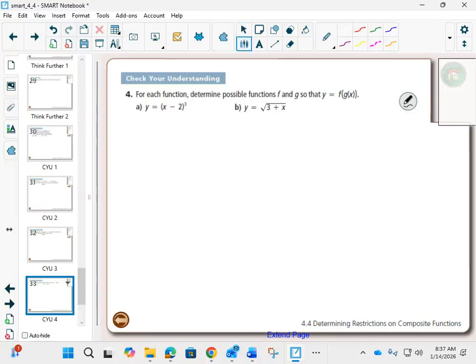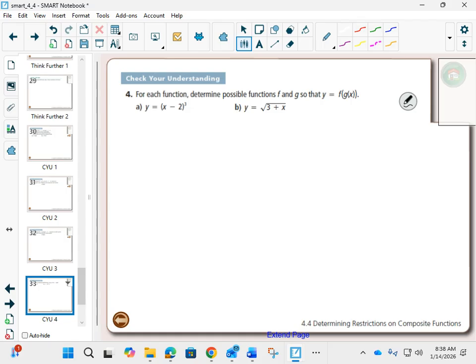For each function, determine possible functions f and g so that y is equal to f of g of x. And this is actually a really good skill going into calculus. What it's asking you to see is if you can see there is one function inside of another function.